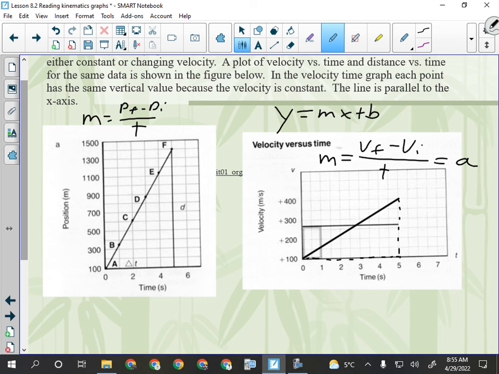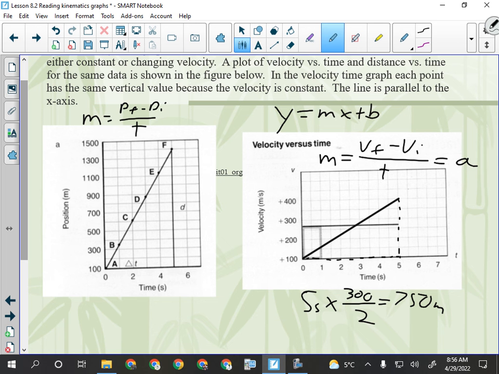Base times height divided by 2. All right, so for this one here, that's going to be 5 seconds, times the height, which is 300, because it goes from 100 to 400, over 2. Because it starts at 100, it doesn't start at 0. Right, 400 minus 100. Okay, so if I do that, 5 times 150 is 750 meters, I think. Okay, so that thing would go 750 meters while it was accelerating.